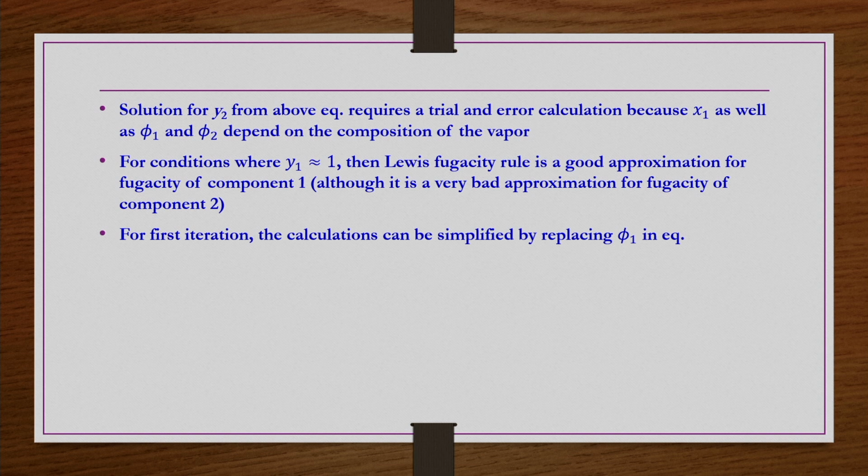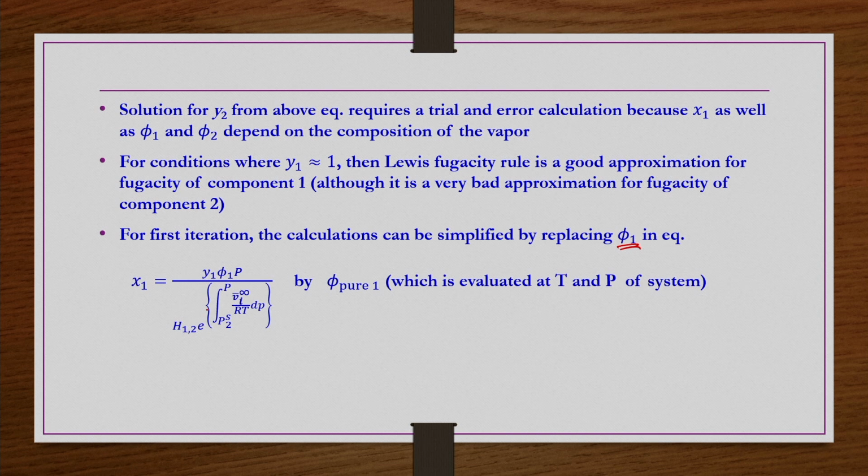How to start? For the first iteration, in the calculation where you have to find out X1, you replace this Phi1 by Phi pure 1, because Phi pure 1 you can easily calculate, there is no difficulty, it is not dependent on the composition, it is only dependent on the constants of the equation of state and then temperature, pressure. So, you can find that out, use it as a first assumption here, and then find out what X1 is.